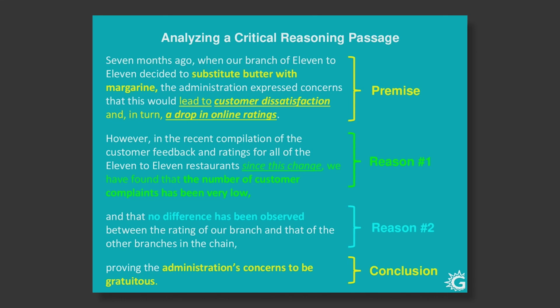So putting these two reasons together, we can arrive at the conclusion that we didn't have to be worried about customer dissatisfaction. So that's a very clear-cut structure of the argument over here. It's probably a lot easier to identify in a critical reasoning passage compared to the discrete question or the reading comprehension passage.